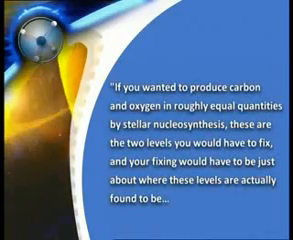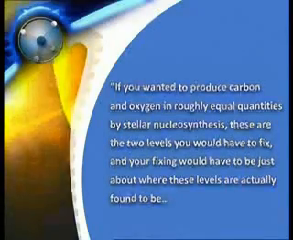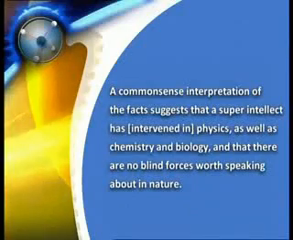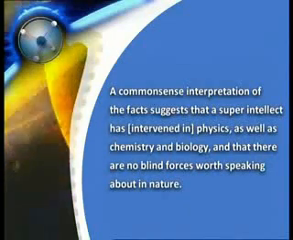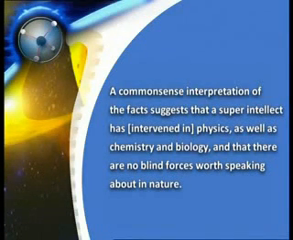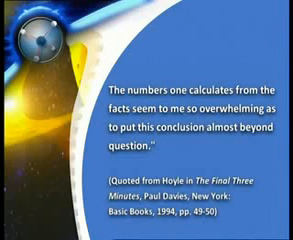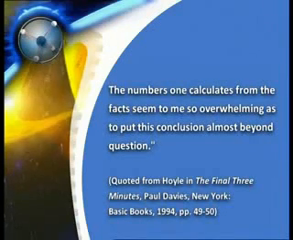In another article, he stated the following: if you want to produce carbon and oxygen in roughly equal quantities by stellar nucleosynthesis, these are the 2 levels you would have to fix, and your fixing would have to be just about where these levels are actually found to be. A common-sense interpretation of the fact suggests that a super-intellect has intervened in physics as well as chemistry and biology, and that there are no blind forces worth speaking about in nature. The numbers one calculates from the facts seem to be so overwhelming as to put this conclusion almost beyond question.